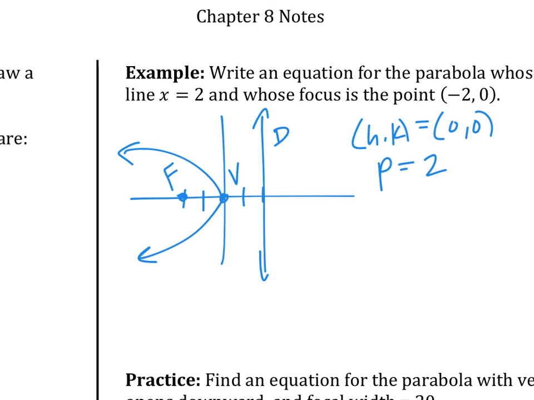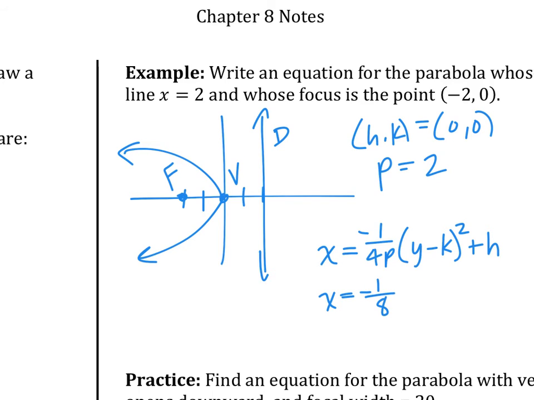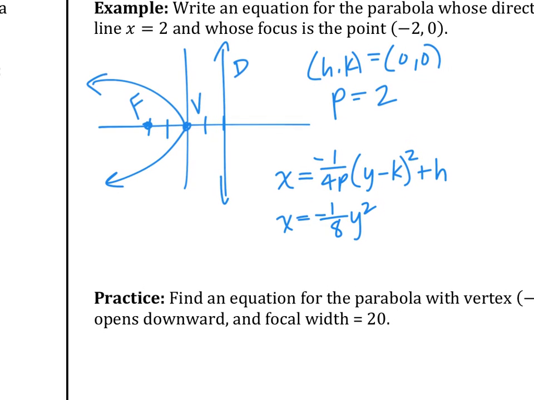Is it going to be a y equals equation or x equals equation? Yes, x. So write out the skeleton: x equals 1 over 4p times (y minus k) squared plus h. But it's pointing to the left. So is it positive or negative? Negative. So we want to put a negative in there. So now we have all the information. We just want to put it in and finish the problem. So negative 1 over 4 times 2, so that's 8. k and h are both 0, so just y squared.